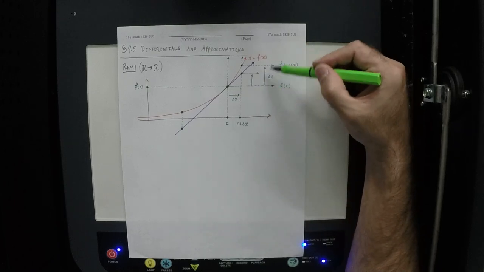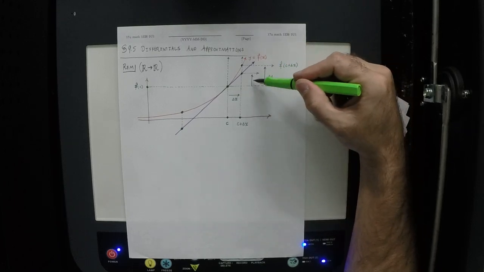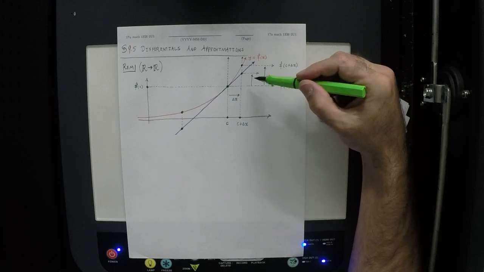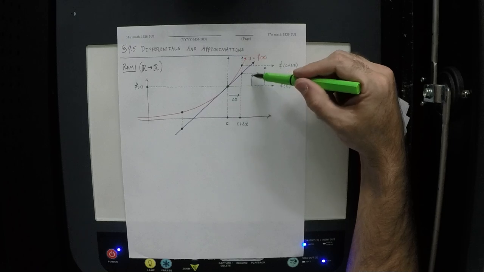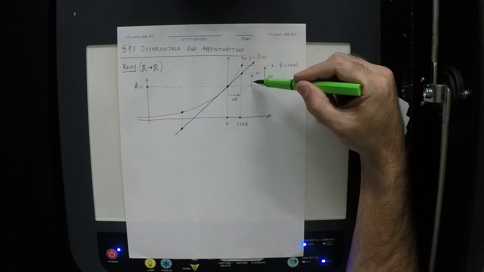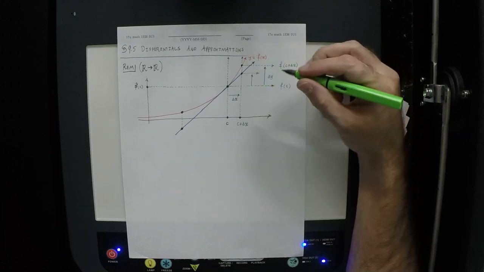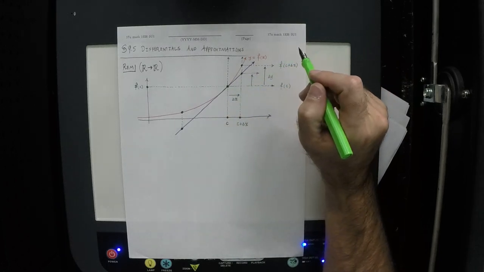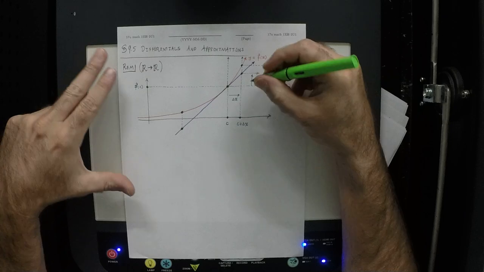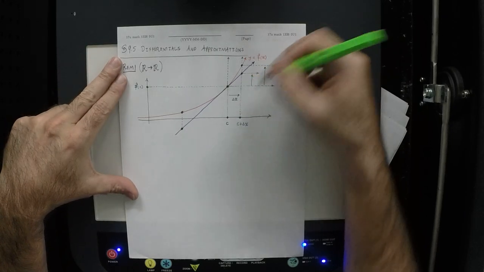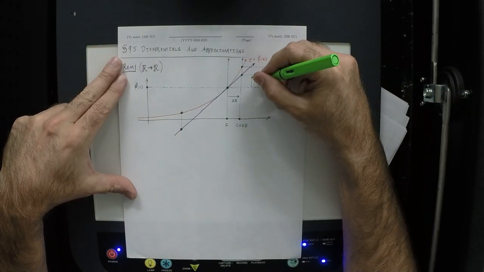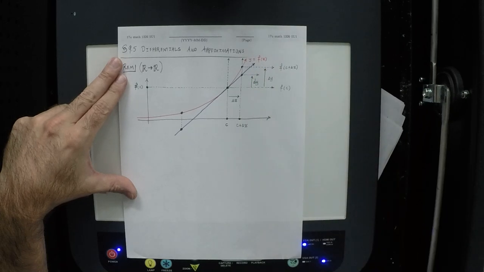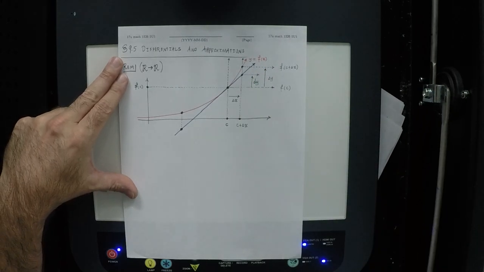So this one is called delta y. What's this one called? It is on the blue line. The tangent. Well, okay. This one's tricky. If it's not answered immediately, it's usually not answered at all. So this one is called dy. That's dy.